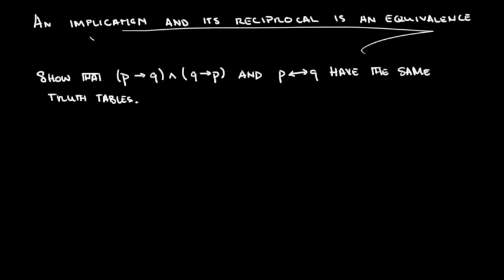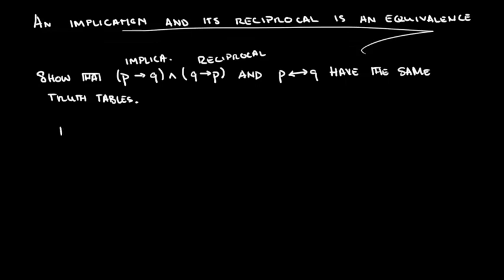So the goal here is to show that an implication and its reciprocal is an equivalence. A more mathematical way of stating this is to show that P implies Q and its reciprocal, so this is the implication, and this is its reciprocal. The reciprocal is also an implication, but by switching the order of the two statements. So P implies Q and Q implies P, and P is equivalent to Q have the same truth tables.